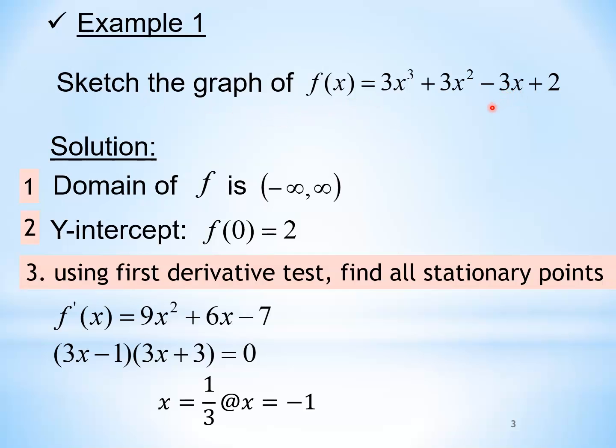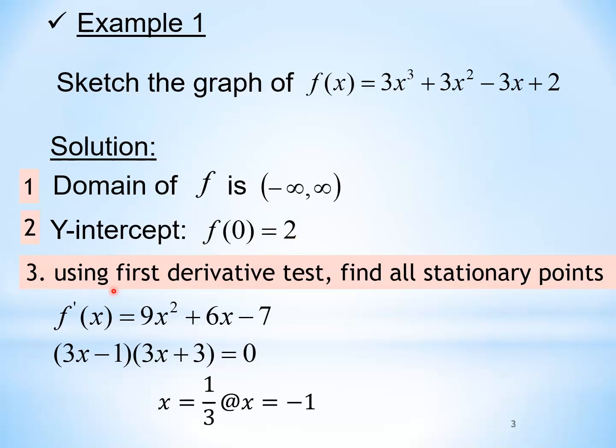So according to the 6 steps previously, the first step you have to find the domain of the function. Of course, this is a polynomial function, so you will have your domain starting from negative infinity until infinity. So this is the domain. And then the second step is to find the intercept, y-intercept or pintasan paksi y. Pintasan paksi y means your x value equal to 0. So when you substitute x equal to 0 into this function, you get your y equal to 2. So that is your pintasan paksi y.